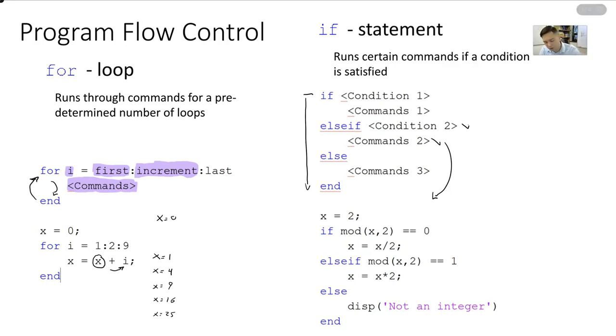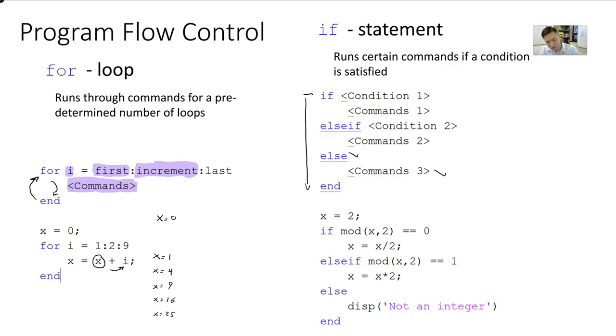So in the case where condition 1 and condition 2 are not satisfied, that puts us in the else condition, which runs commands 3. You don't necessarily have to have an else if. You don't have to have a second condition. You also don't necessarily have to have an else set of commands. You could just simply say, okay, if something is satisfied, run commands 1, otherwise don't do anything.